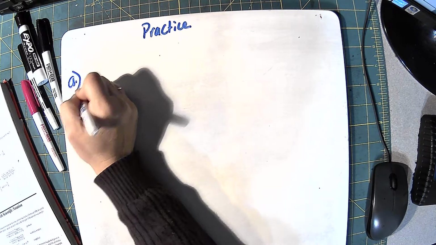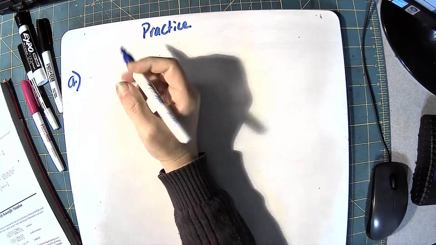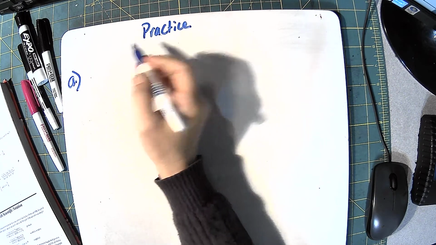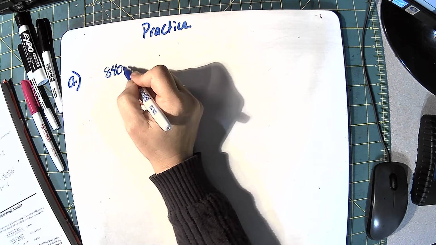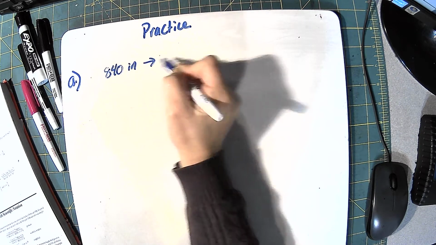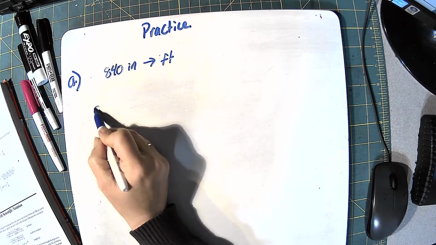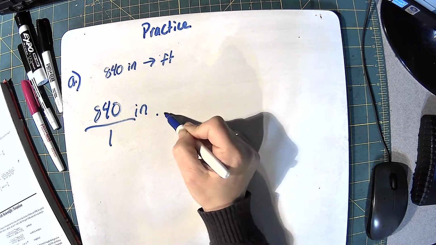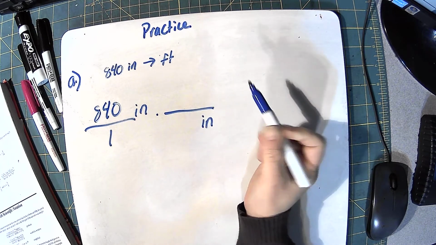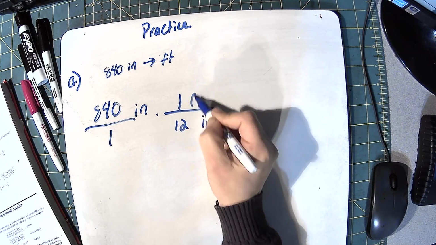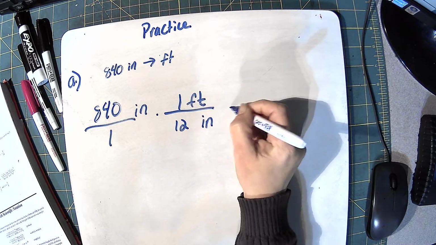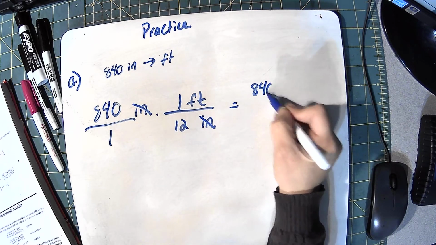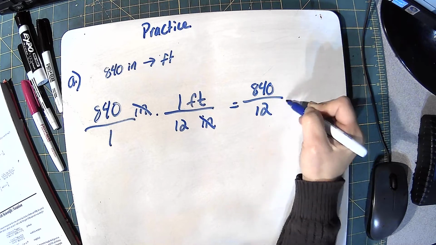Okay, so hopefully you pause the video and try the practice problems. So we've got use 1 unit multiplier to change 840 inches to feet. So I'm going to put 840 over 1, put my inches right there. Now I'm going to multiply it. I know I'm going to need inches on the bottom. 12 inches equals 1 foot. These are going to cancel, and I'm going to be left with 840 over 12 inches.